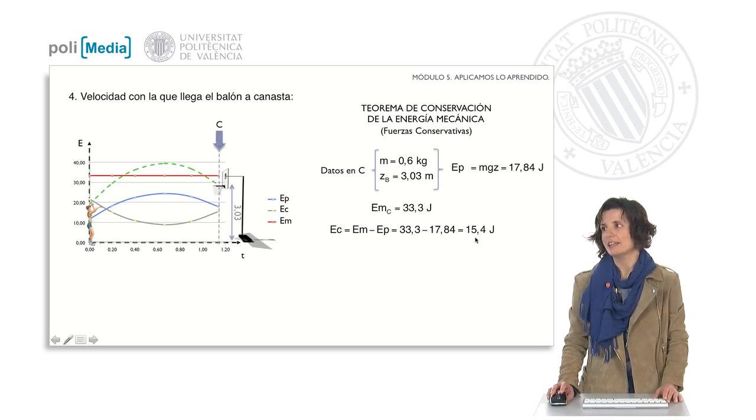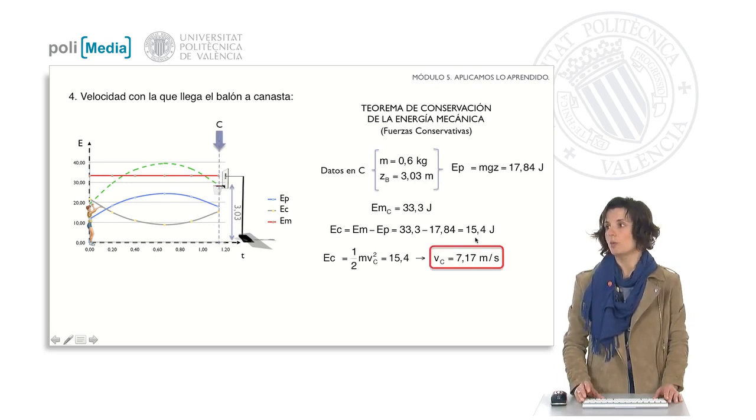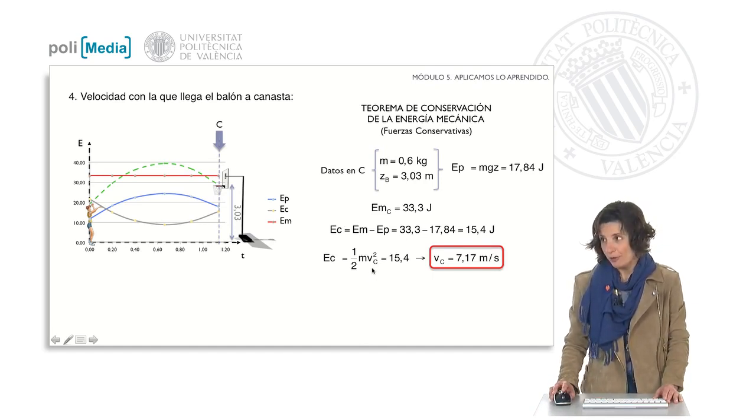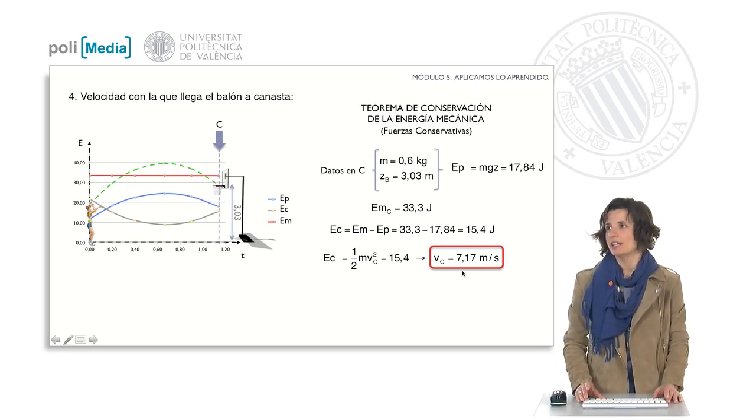As the expression of the kinetic energy, we know that it is one half of the mass times the velocity at that instant of time squared. From there we can clear the value of the velocity of the ball when it arrives at the basket. And it coincides with the one we got in Module 1, 7.17 meters per second.